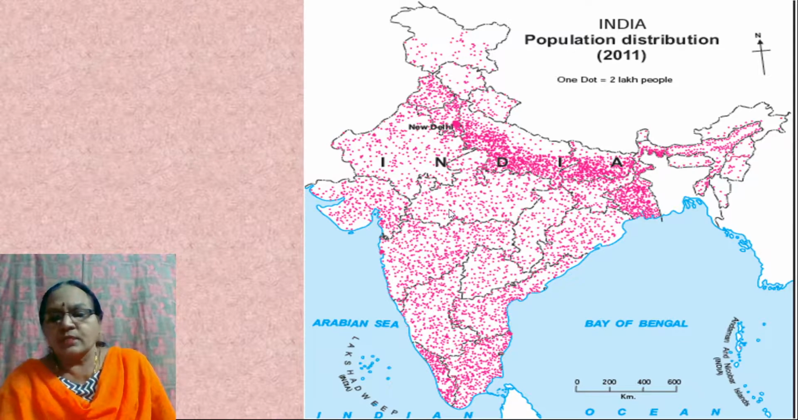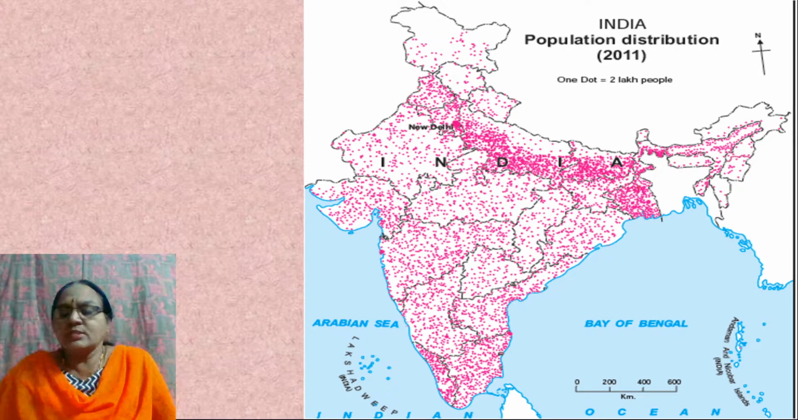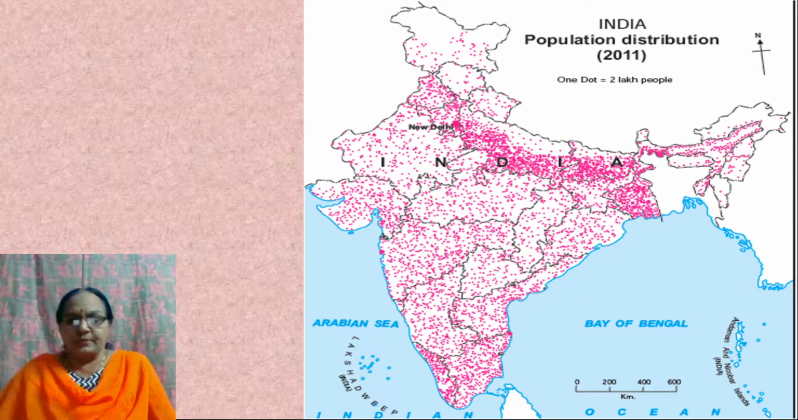And you find along the northeastern part of India also the population is sparse. So what could the reasons be for this distribution of population?